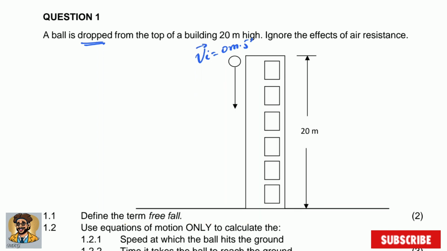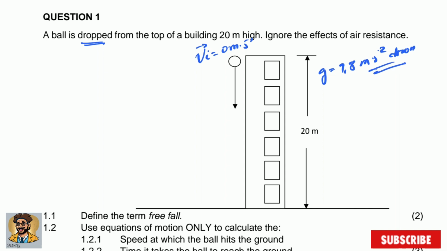Something else also, you remember the acceleration due to gravity will be equal to 9.8 meters per second all the way down, all the time. This acceleration due to gravity is 9.8 meters per second square down. So that is important data we have here.